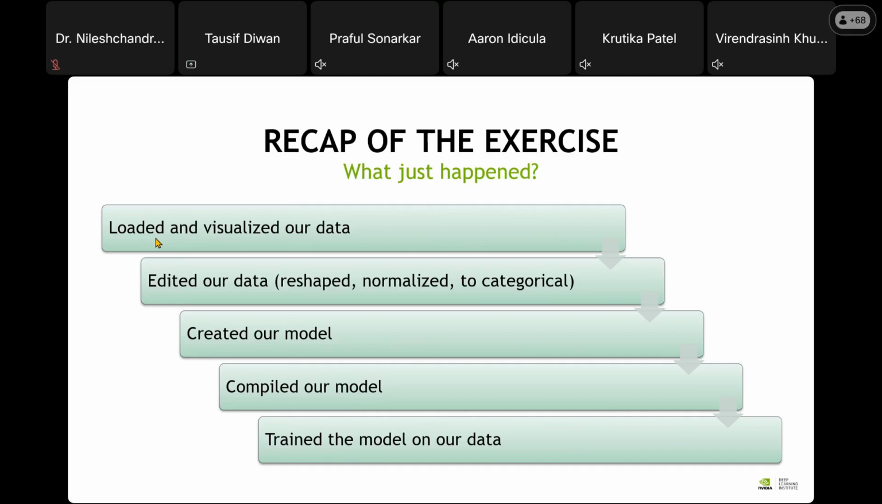visualize the data. This is the most important thing: how we can visualize the data, what the various characteristics of the data are, what the dimension of the data is. Is there any pre-processing that is required for the data? That is our step number 2, editing our data. Some shape change is required for processing the data by the model. Is there any normalization that is required? Should we convert the labels into some categorical form?